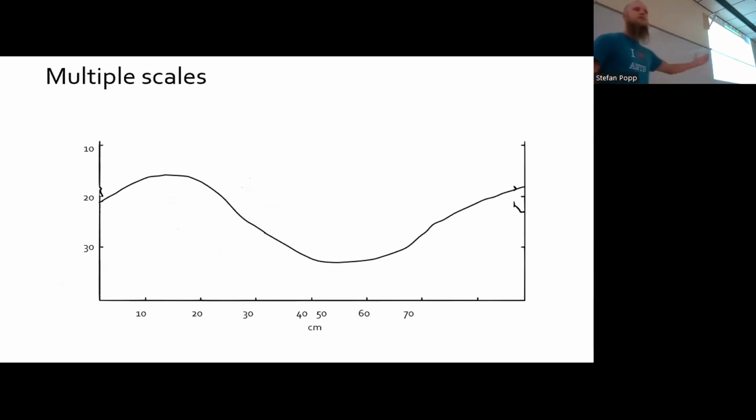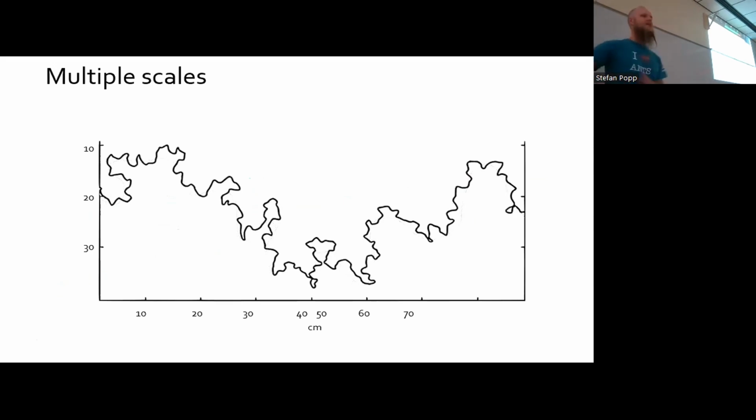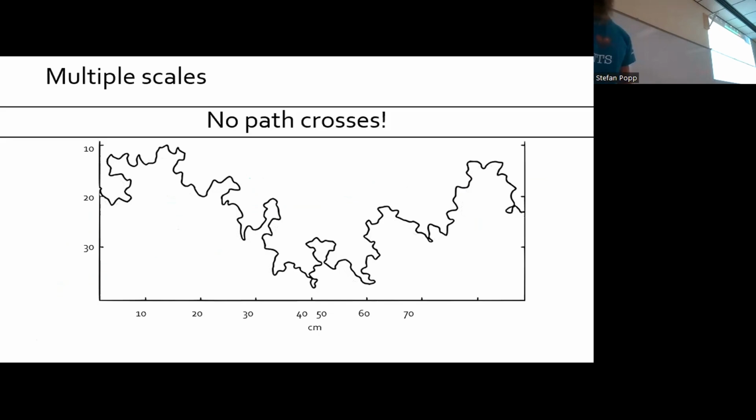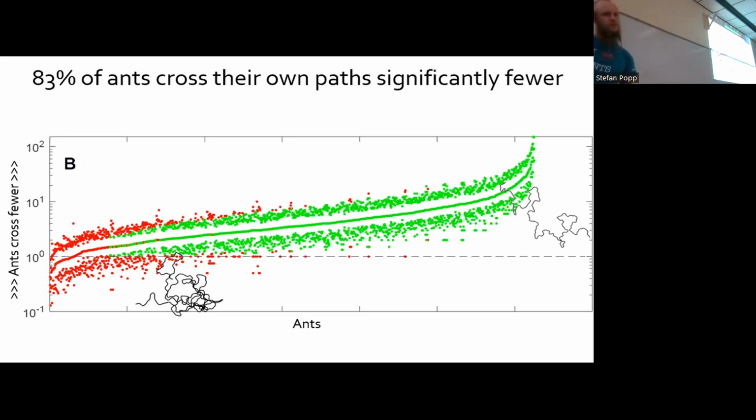So if you consider here one meander, then layered over it on another scale is another meander, basically. And then we can go one more step down. And this is now finally the actual part of the track of one ant that was just walking around. What I find remarkable here with this specimen is that it never crosses its path in these maybe 2 meters that the ant is walking around in real terms. And this is also the case for a lot of the ants. In fact, 83% of ants cross their own paths significantly fewer times than we would expect under a random walk.